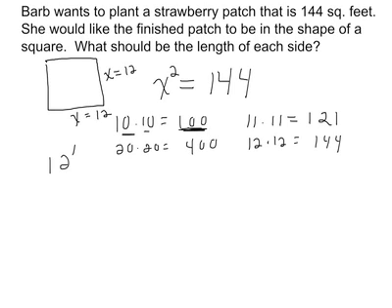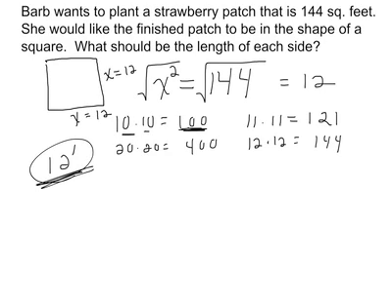Now, you can also do this. If you notice on your calculator, you should have a square root key. If x squared equals 144, then you can also take the square root of both sides. And with the square root, you're finding what number times itself gives you the number underneath the radical. So the square root of 144, you'll find, is 12. So x equals 12 feet.